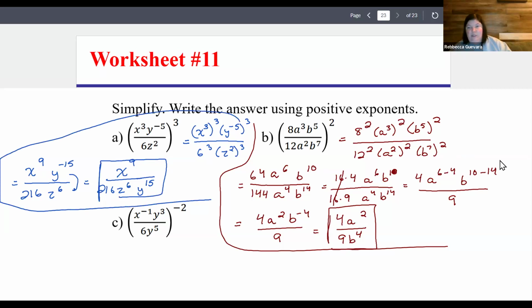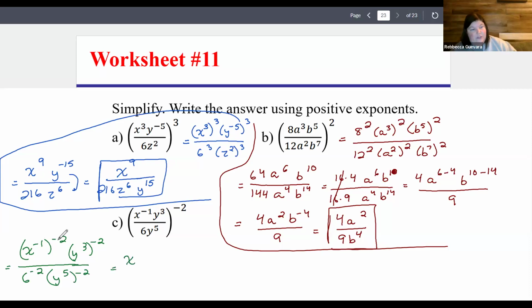All right, and then my last one I'll do in green. So C, so I'm going to give everything a negative power of 2. So that is x to the negative 1 to the power of negative 2. That is y to the power 3 to the power of negative 2. 6 to the power of negative 2. Y to the 5th to the power of negative 2.